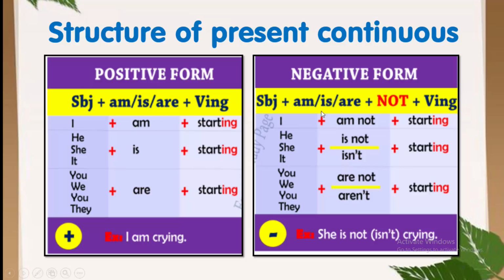Okay, look at the negative form. I will not explain more, but just look at this one. Just add not here and you can see the example. You can use isn't or is not. For the short form you can use isn't. Are not, the short form you can use aren't. And then you have to plus verb ing.